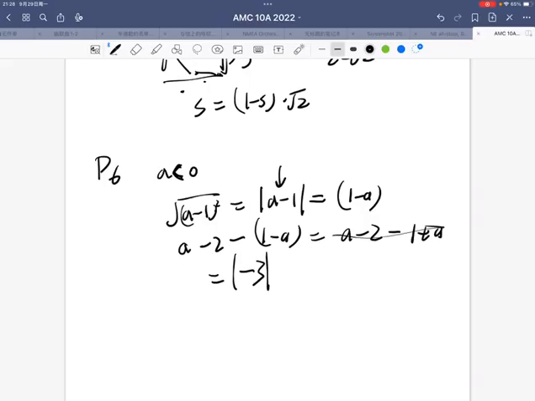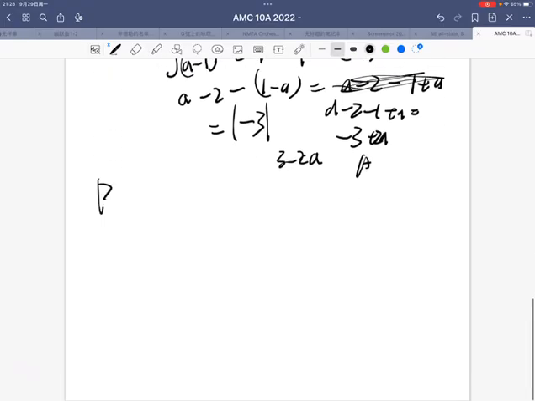Oh wait, I messed up. a minus 2 minus 1 plus a is going to be negative 3 plus a, but we know a is a negative number, so this whole thing is flipped. So instead of a minus 3, it's 3 minus, instead of 2a minus 3, it is 3 minus 2a. Yes, I am a bum. Problem 7.